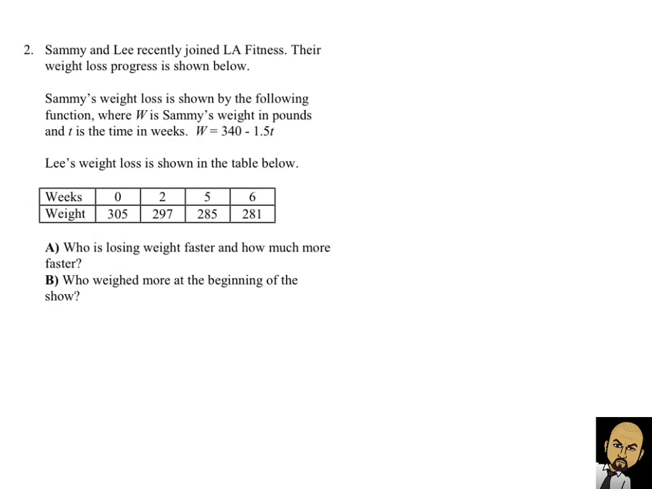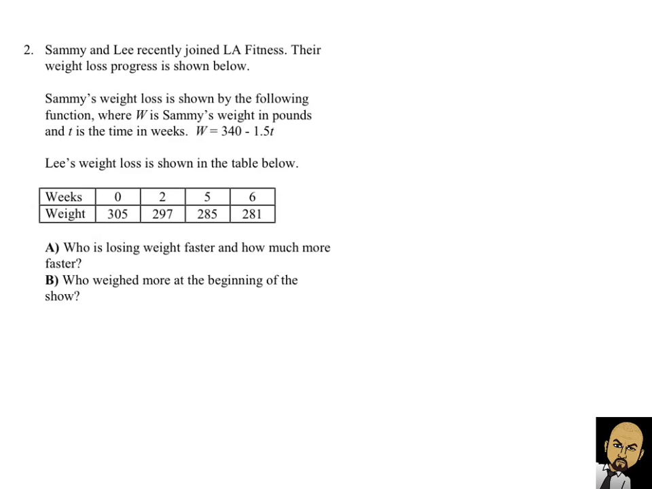It says, Sammy and Lee recently joined LA Fitness. Their weight loss progress is shown below. Sammy's weight in pounds is W, and T is the time in weeks, shown by the equation W equals 340 minus 1 5/10 T. Lee's weight loss is shown in the table below, and you can see that after 0 weeks he weighs 305 pounds, after 2 weeks he weighs 297, after 5 weeks 285, and after 6 weeks he weighs 281.